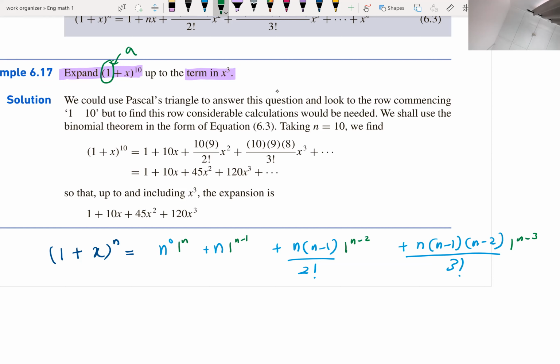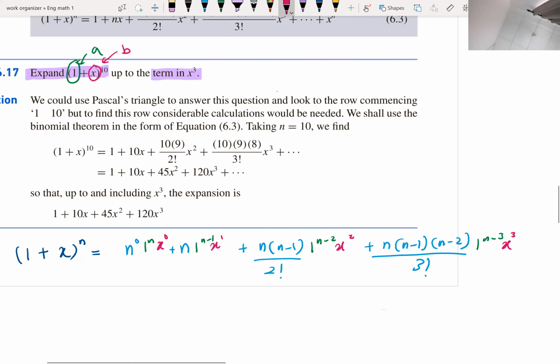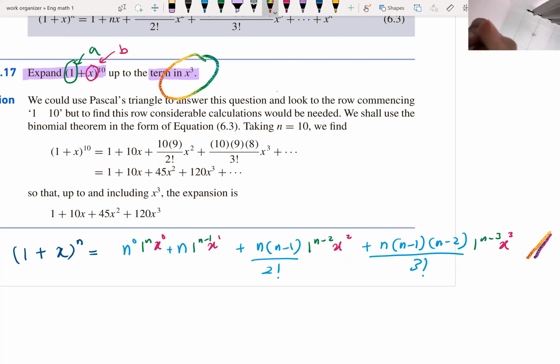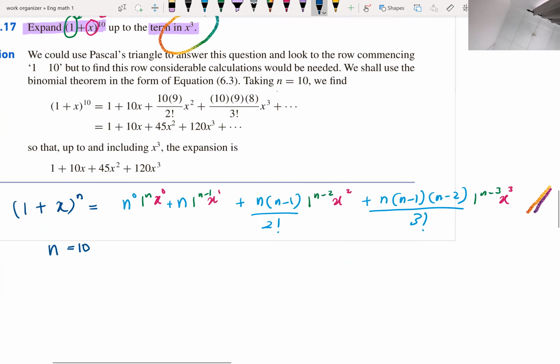Then for B, it is x. B will be increasing, starting with 0, 1, 2, and 3, so up to the power of 3, right? According to the question, yes, up to the power of 3. So we stop here. And n here is given as 10, so we just change n to 10.